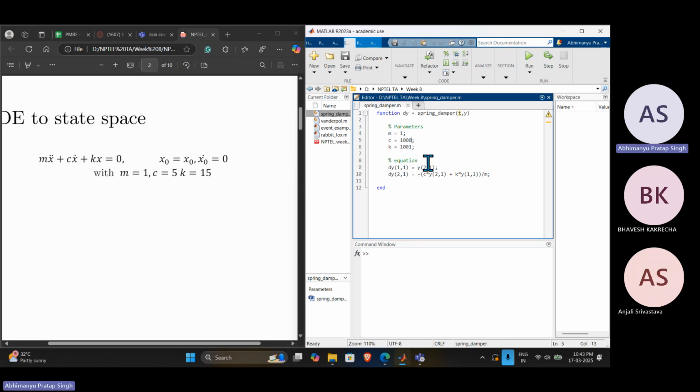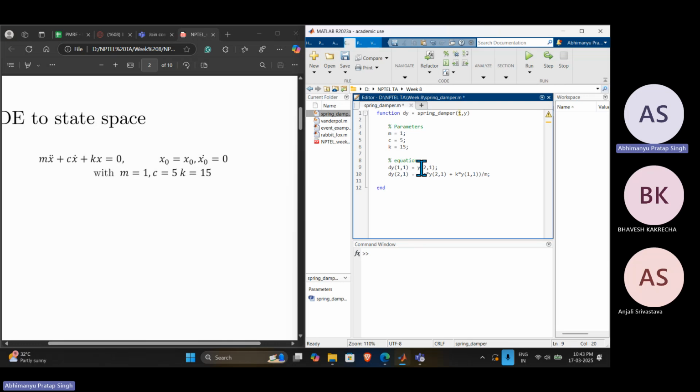So we have given C as 5 and K as 15. Yeah, so the equation is this, like my velocity. The function is spring damper. The two inputs to this function are time and a vector y, and the output is dy, or the time derivatives. Fine. So these are my parameters.